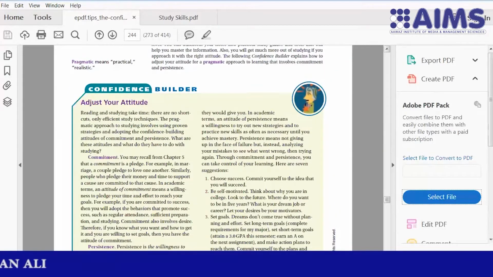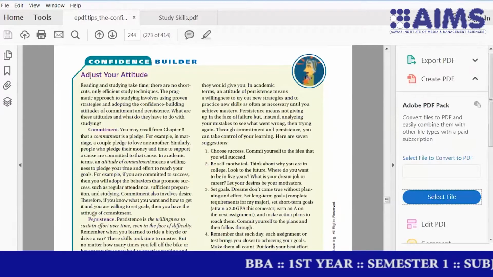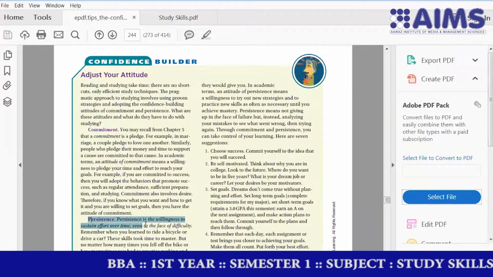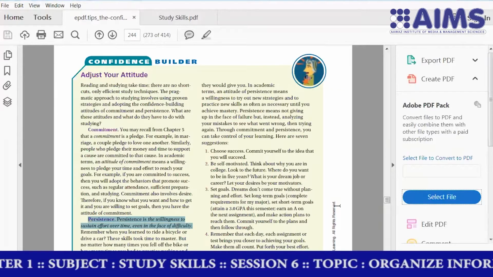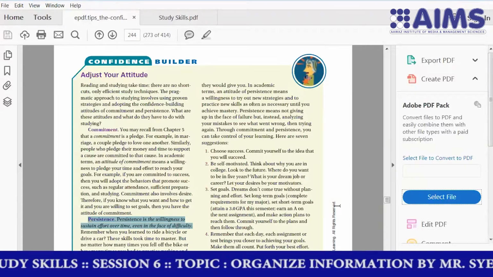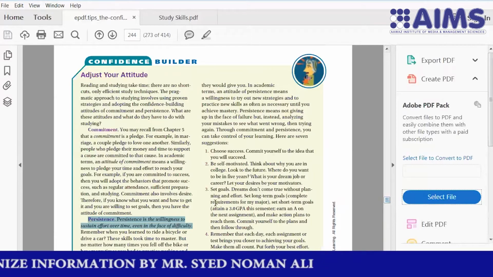Your attitude toward the studies should be highly committed. You will be persistent. Persistent is the willingness to sustain effort over time, even in the face of difficulty, and the commitment.